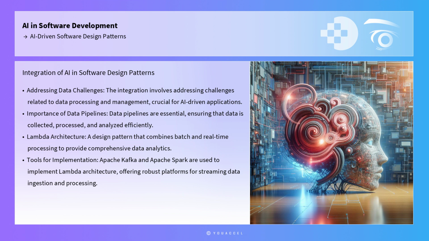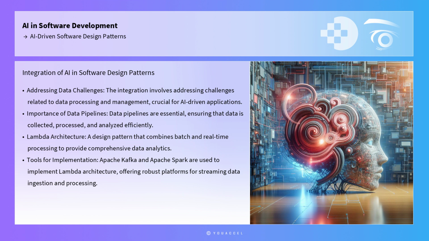The integration of AI into software design patterns also involves addressing challenges related to data processing and management. Data pipelines, for example, are an essential component in AI-driven applications, ensuring that data is collected, processed, and analyzed efficiently. A design pattern that addresses this need is the Lambda architecture, which combines batch and real-time processing to provide comprehensive data analytics. The Lambda architecture is particularly useful in systems where timely insights are critical, such as real-time recommendation systems or fraud detection in financial transactions.